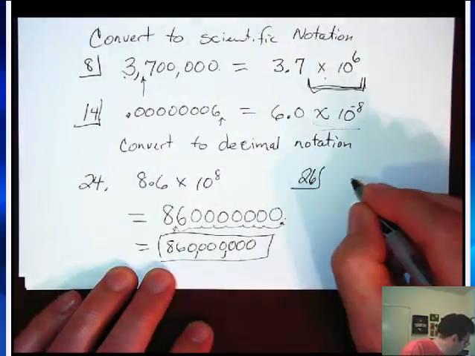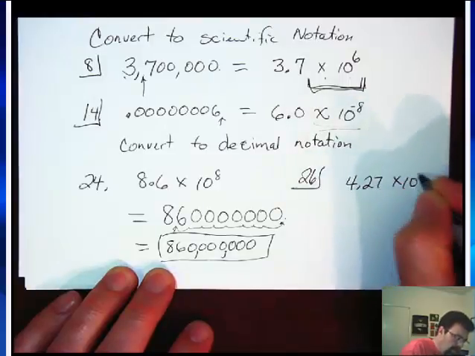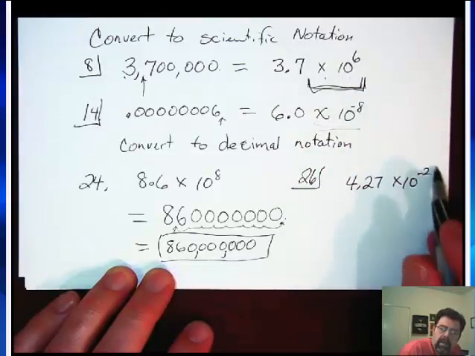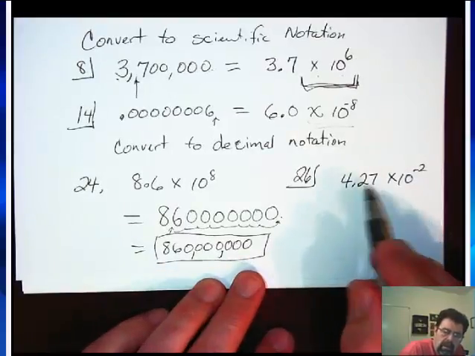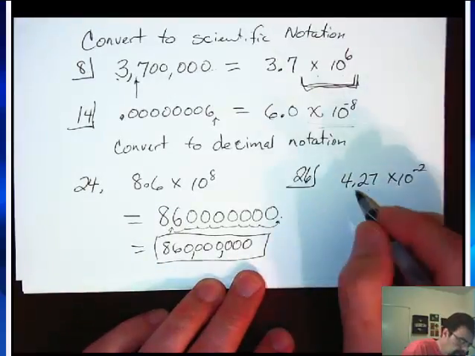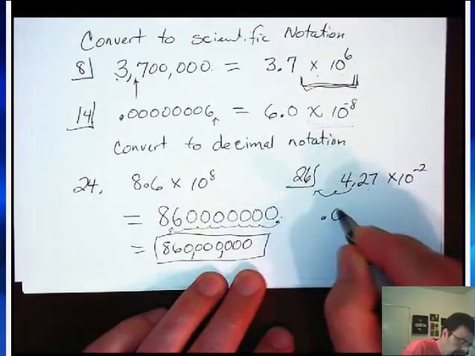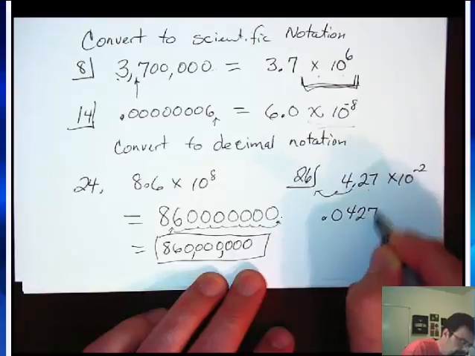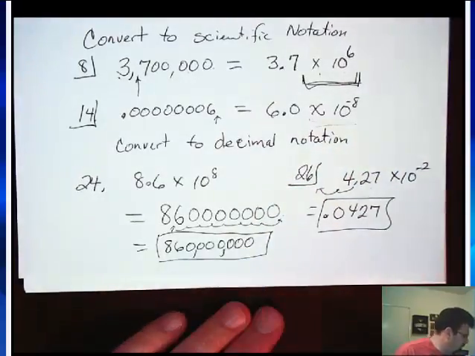Try 26. 4.27 times 10 to the negative 2. So the negative is going to make this number smaller, so it's going to move it to the left 2 places. So 1, 2. So that would be 0.0427. All right, so it's as simple as that.